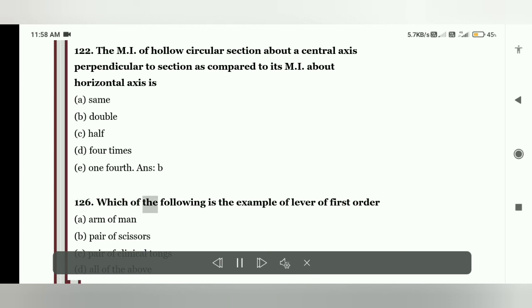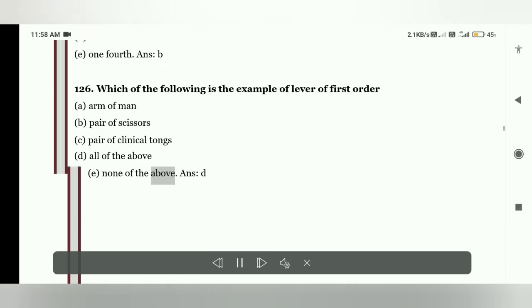126. Which of the following is an example of a lever of the first order? Arm of man, pair of scissors, pair of clinical tongs, all of the above, none of the above. Answer D.